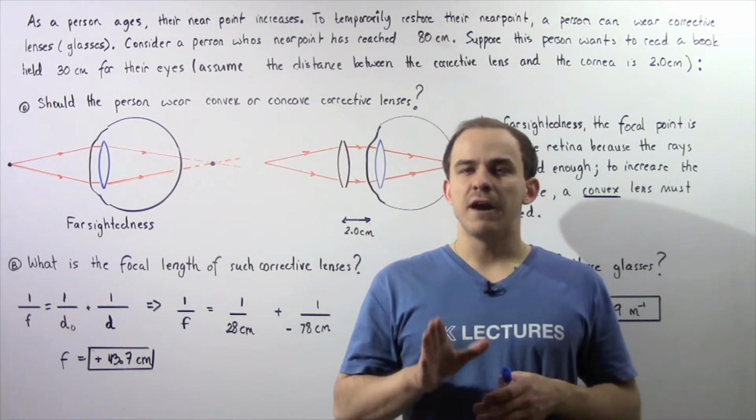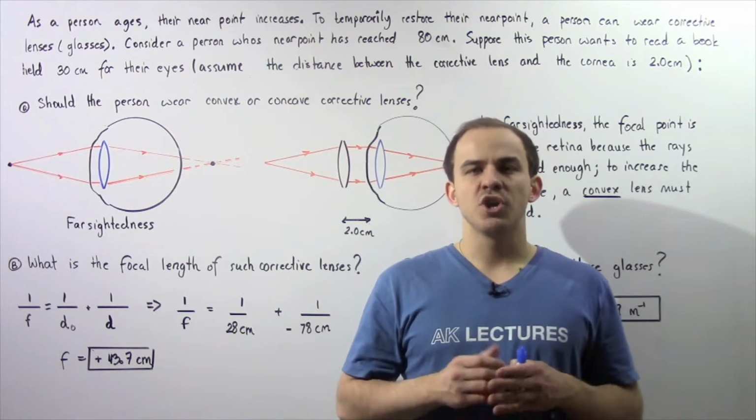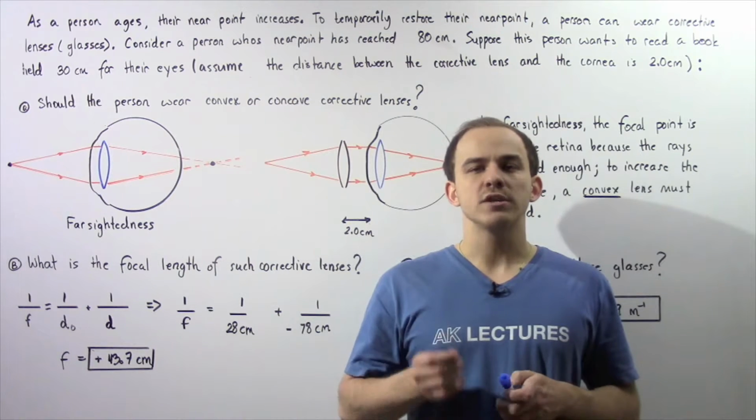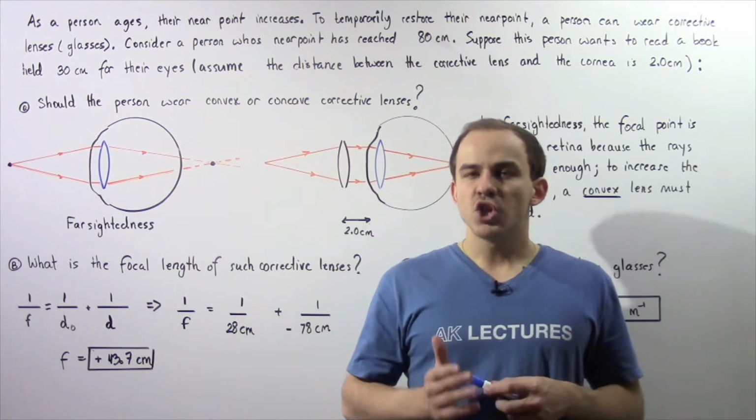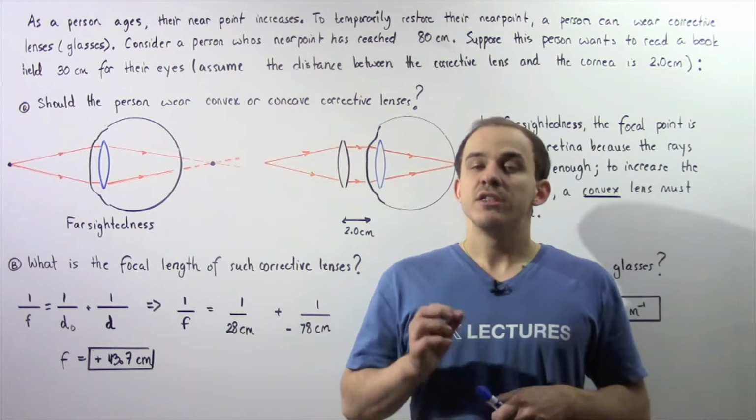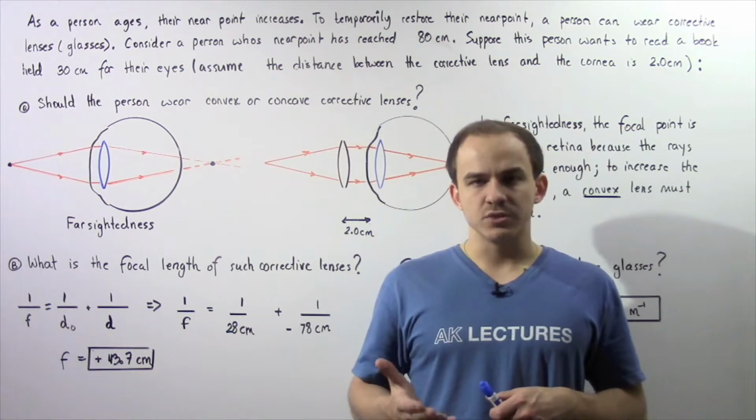So let's look at the following example that deals with corrective lenses and farsightedness, also known as hyperopia. As a person ages, their near point increases.